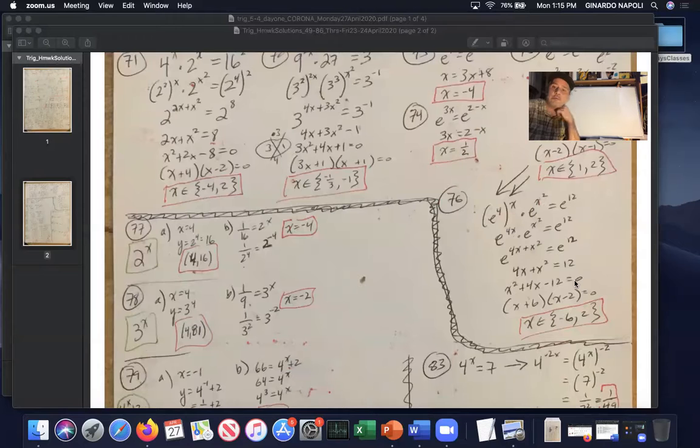And the same thing here, right? Once you go ahead and multiply the common bases, you can add the exponents. And so that's the next step here. And then you can just put the two exponents equal to each other.